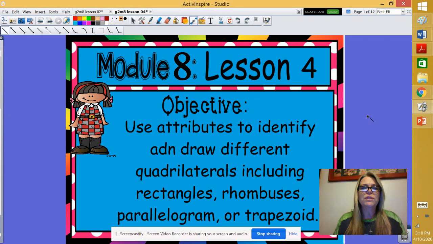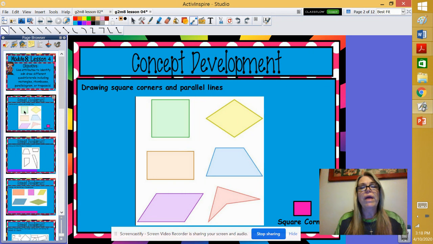Our objective is to use attributes to identify and draw different quadrilaterals, including rectangles, rhombuses, parallelograms, or trapezoids. Now, we have some important vocabulary that we need to remember.